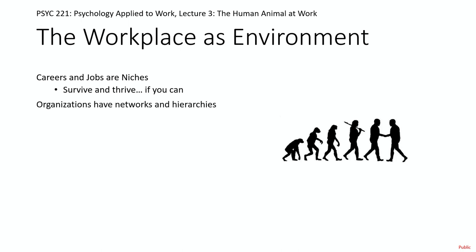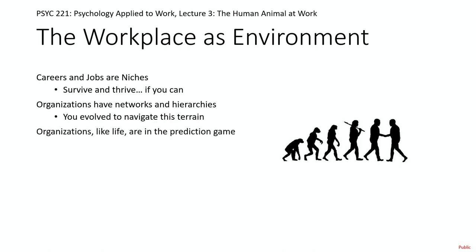Organizations themselves have networks and hierarchies, just like any social group, just like a bunch of baboons. Ours may be more complicated, more sophisticated, and have PowerPoints associated with it, but still networks and hierarchies. Now, good news is you actually have a lot of evolved mechanisms for navigating this. Organizations, just like life, because organizations are the aggregate effect of a bunch of people, are in the prediction game. And one of the ways that you can be successful in your career, that you can create value for an organization, is based on your ability to help win the future.